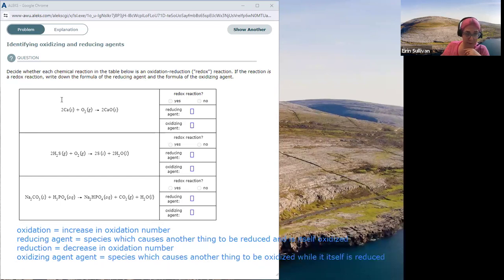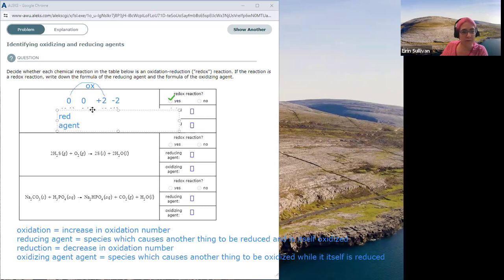Okay, so calcium is an element, 0. Oxygen, also an element, 0. Calcium oxide, well, calcium will be +2 and oxygen will be -2. So that is a redox reaction, right? We have a change in oxidation numbers. Calcium has gone from 0 to +2. So calcium is being oxidized, which means that calcium is the reducing agent.